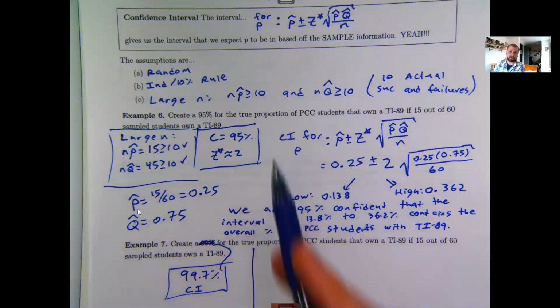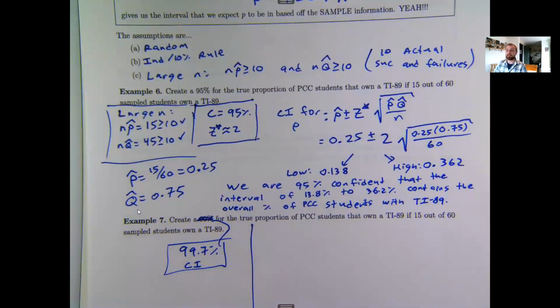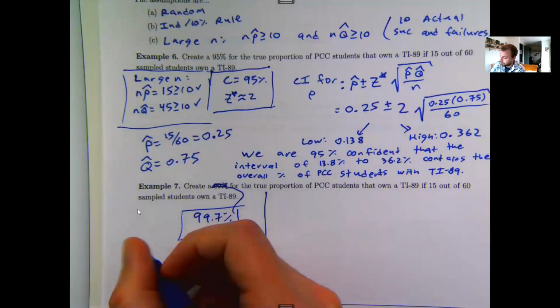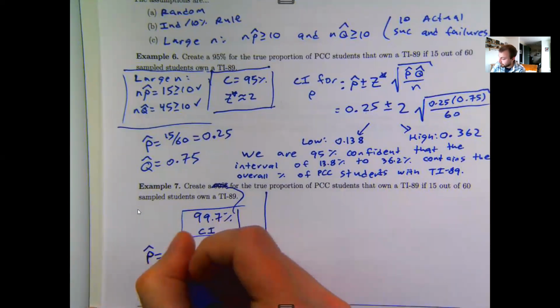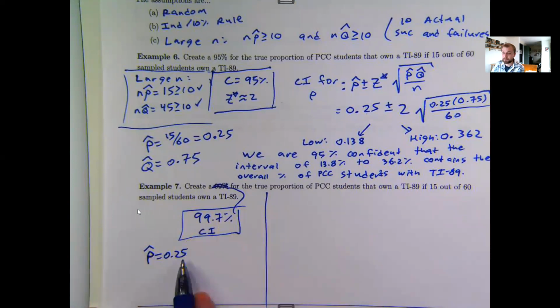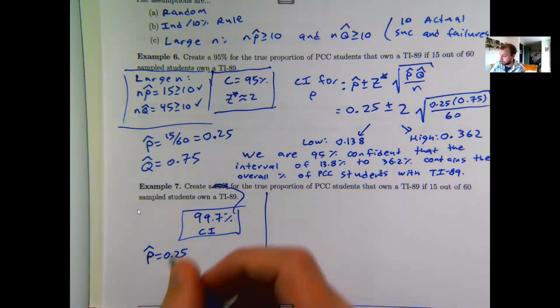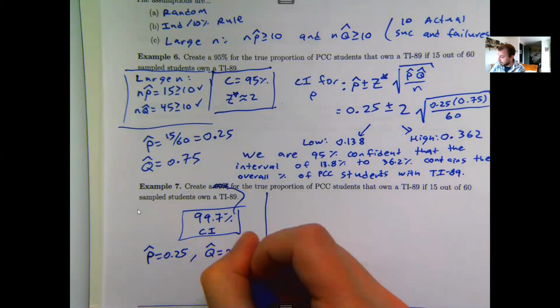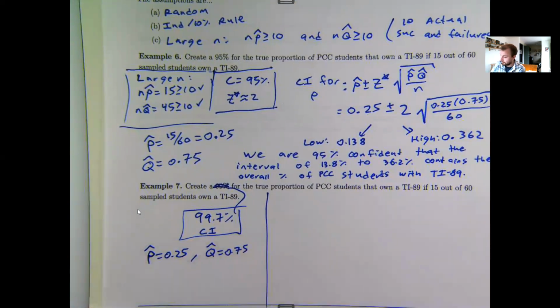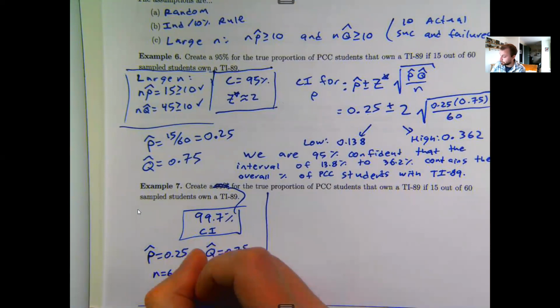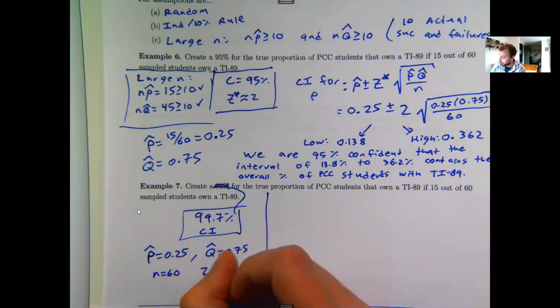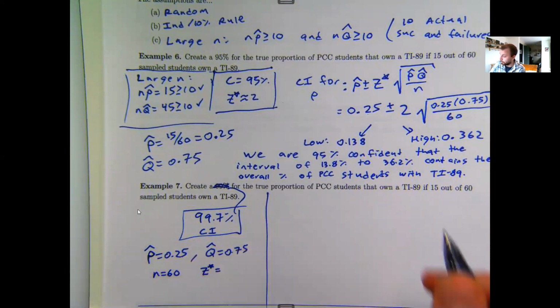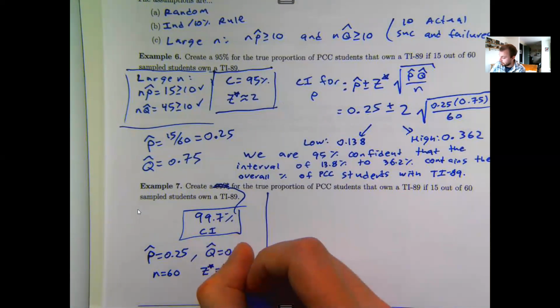So I just did this being 95% sure. Let's now be 99.7% sure. My sample success rate is still 25%. This means I expect about 25% of PCC students to have this type of calculator, give or take something. My q hat is 0.75. I have 60 samples, and my critical value for 99.7 is approximately 3.